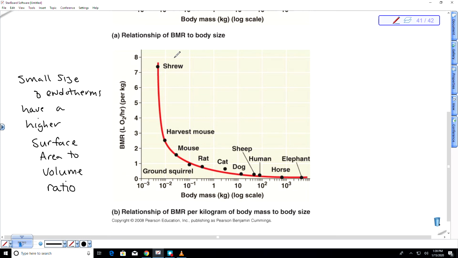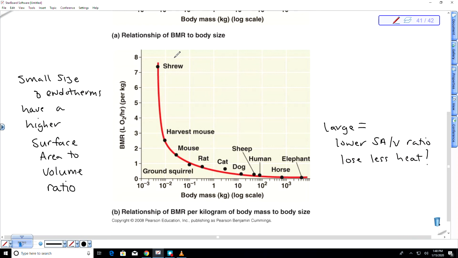So as we increase in size, what we see is that this has a lower surface area to volume. So larger, lower surface area to volume ratio. And what this means is that they are going to lose less heat to the environment across the surface of their body.